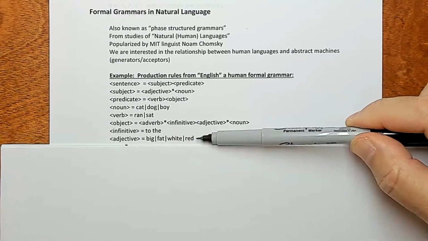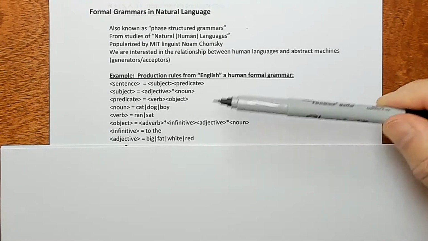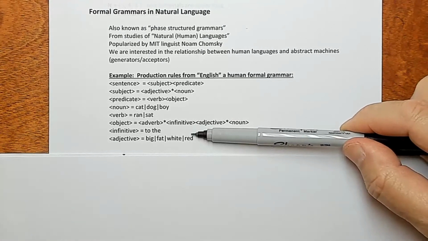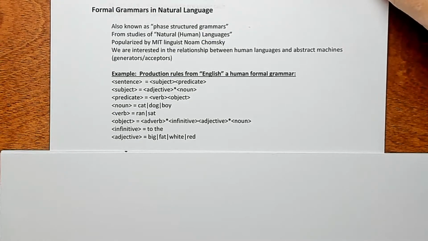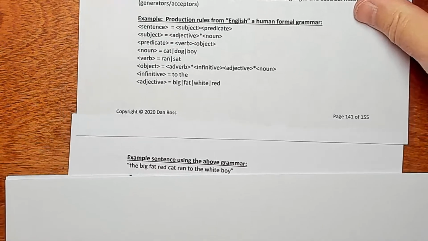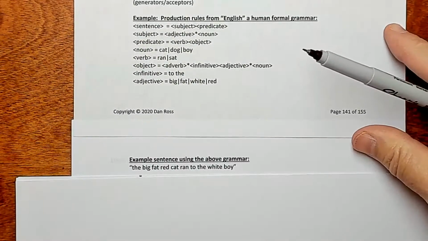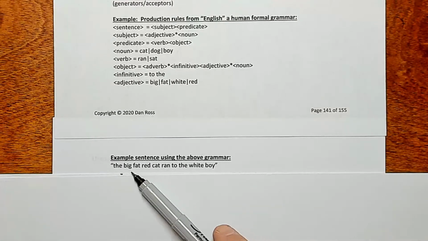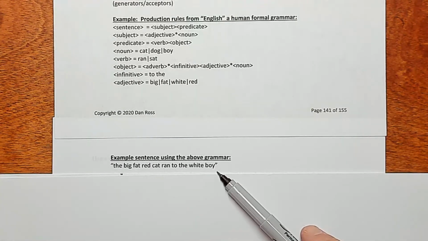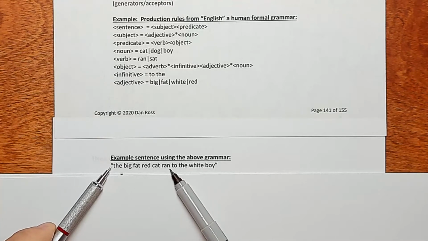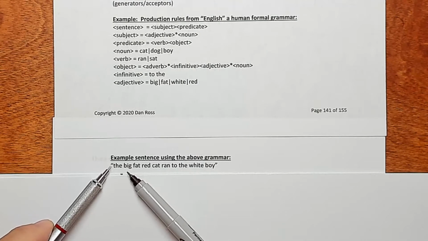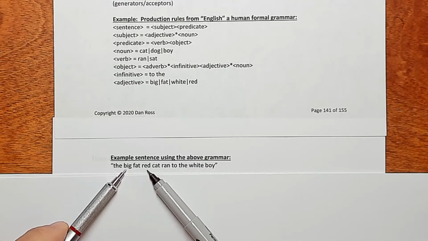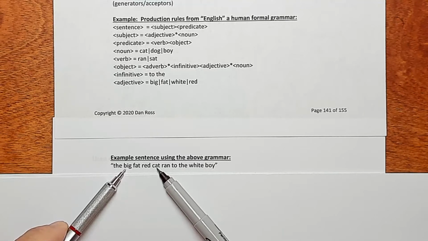Anyway, here's an infinitive. Here's some adjectives: big, fat, white, and red. All right. So given this grammar, you can say an infinite number of sentences. For example, you could say something like, the big fat red cat ran to the white boy, right? So you know this part of this is subject, part of it's predicate, and then the subject breaks up into adjectives, big, fat, red, right, and then noun, cat, like that.